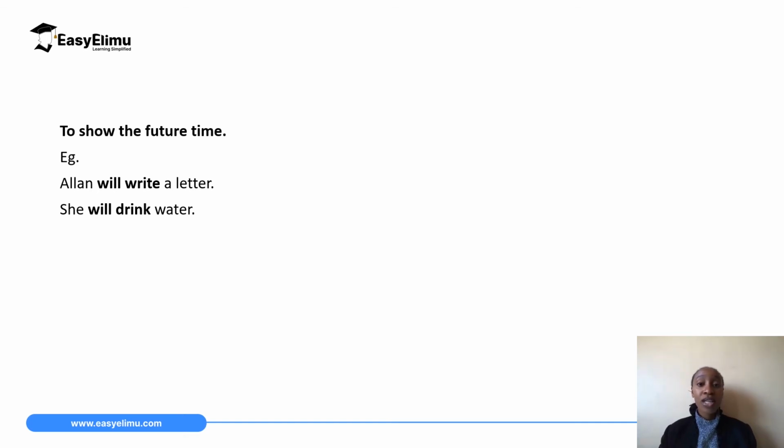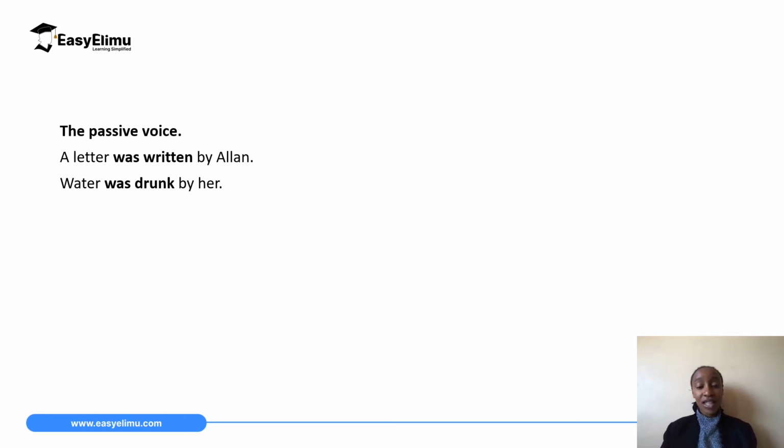She will drink water. So she has not yet drunk any water. Will is the auxiliary, drink is the main verb. And lastly, these auxiliaries can also help to indicate the passive voice. Remember, we learned about the active voice and the passive voice. So these auxiliaries can be used to indicate the passive voice.